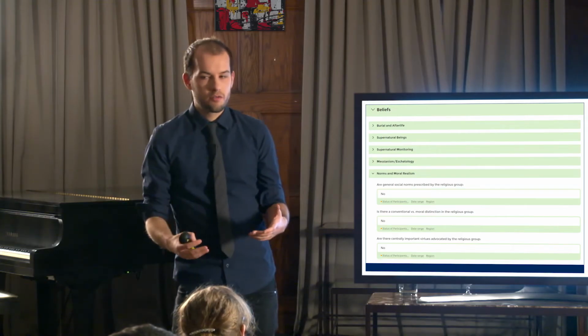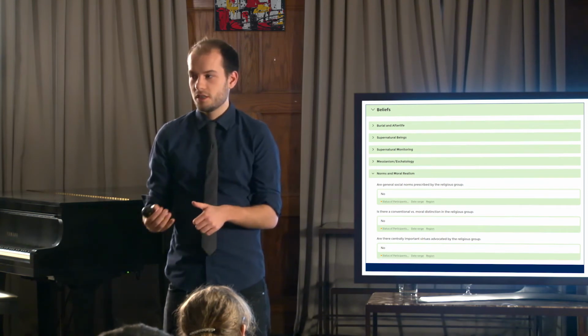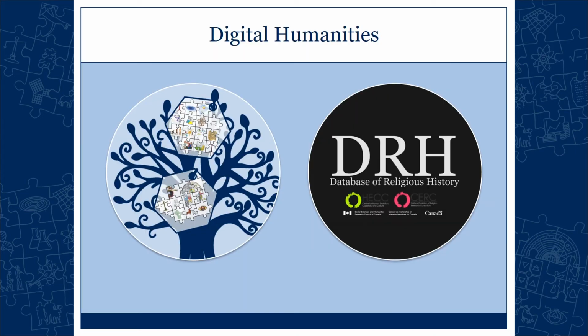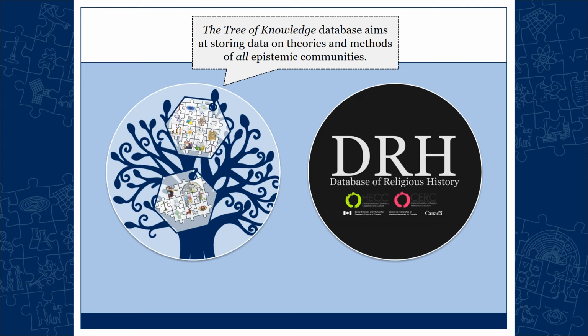If you're thinking from a perspective of religious studies, certainly all religions have certain beliefs about supernatural entities, beliefs about the afterlife, beliefs about burial. They have a certain set of norms and morals that they want to encourage among their religious followers. And so you can enter all of that data here and store it in a semantically meaningful way. We want to ideally try to replicate this, but rather than for religious communities, we want to do it for epistemic communities. Any questions about our Tree of Knowledge project?